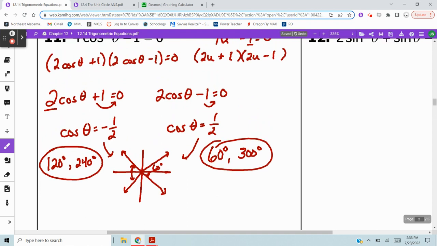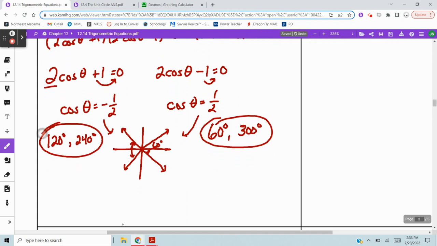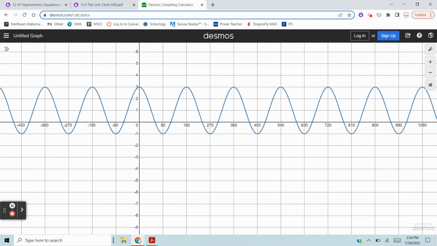Now, just a quick reminder so we don't forget, we could still tack on 360s to every one of these to give us other answers, but on these problems they only want the answers between 0 and 360. And here is the graph of that function. It's a pretty plain and simple graph.